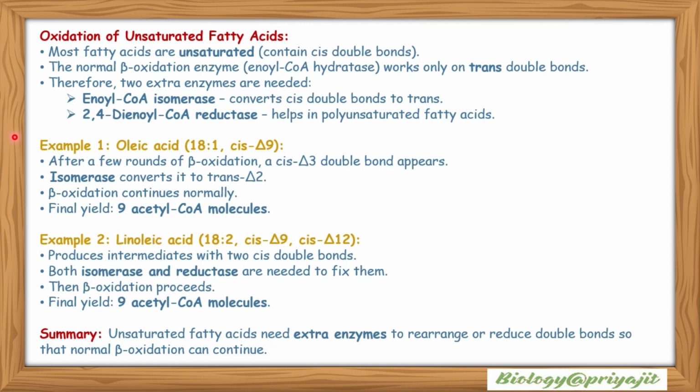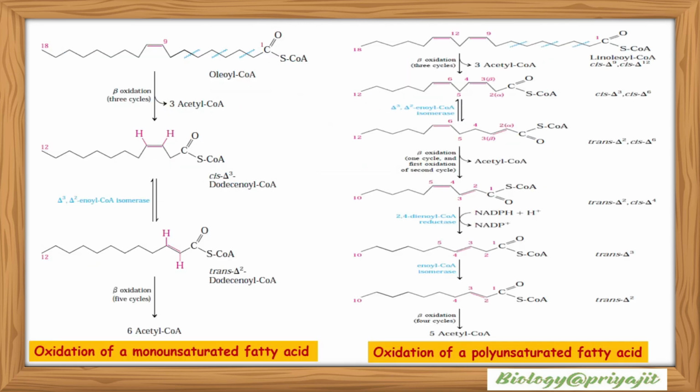So this is the process. So summary: unsaturated fatty acids need extra enzymes to rearrange or reduce the double bonds so that normal beta oxidation can continue. This is the reaction cycle of oxidation of monounsaturated fatty acid, and this is the pathway displaying the oxidation of polyunsaturated fatty acids.